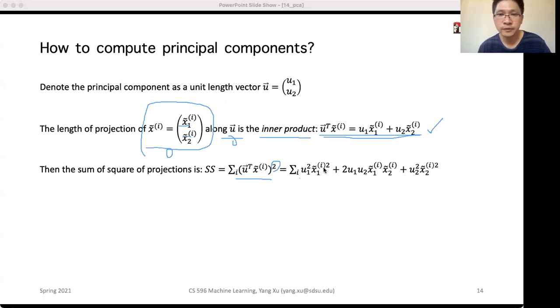Give me a second. Let me enable the virtual background. All right, looks better.